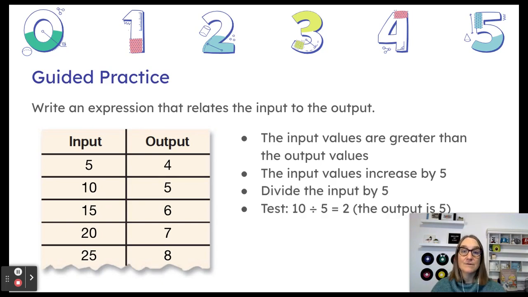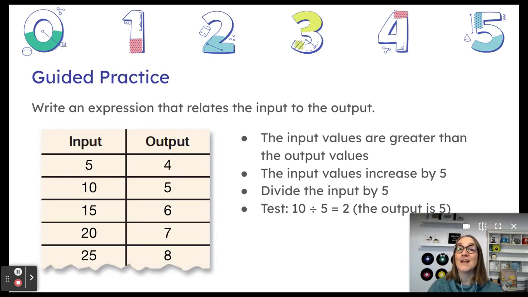So I'm going to test it out. 10 divided by 5 equals 2. Now, the output we're supposed to have is 5, so that's no dice on that as being the pattern rule just by itself. But we don't give up. We need to try again. Remember, if we get close but we're not right there, it's probably a clue that there is a second operation that we need to do.